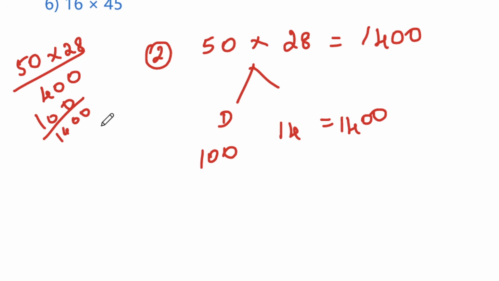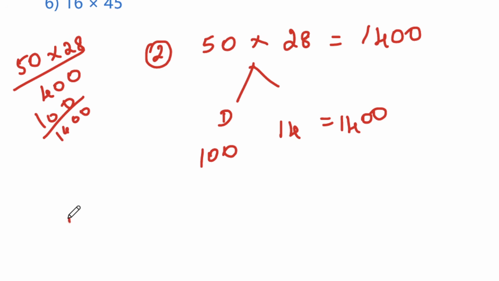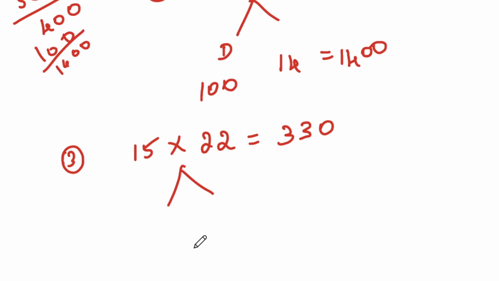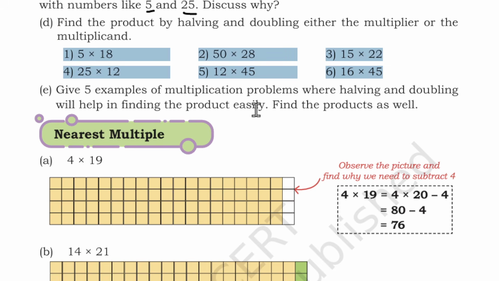I'll do the third sum, 15 into 22. So 15 into 22 is 330. What I'm going to do, I'm going to double and I'm going to half again. So double of 15 is 30, half of 22 is 11. So 30 into 11 is 330. Again same. Okay, so we'll see the next one.